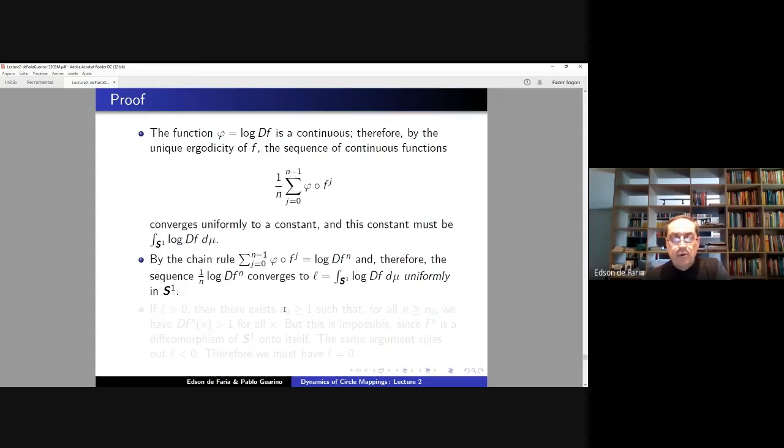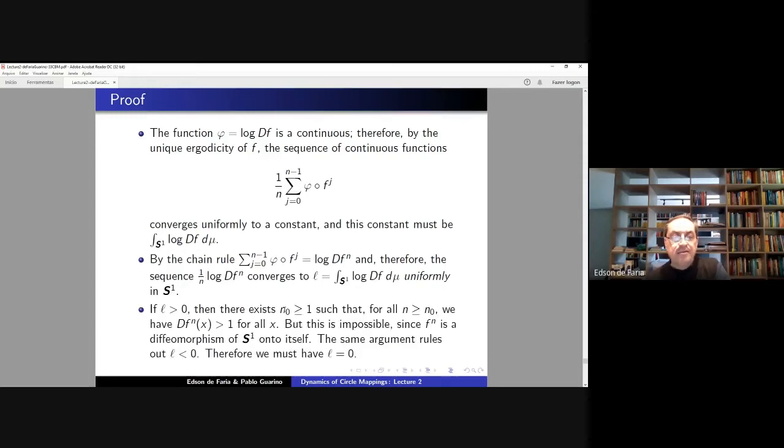Suppose the constant L is positive. What does that mean? Because you have this uniform convergence, after some time, 1 over n log dfn must be positive at all points in the circle. So this actually means that dfn of x is greater than 1 at all points on the circle, for all n sufficiently large. But this is impossible.